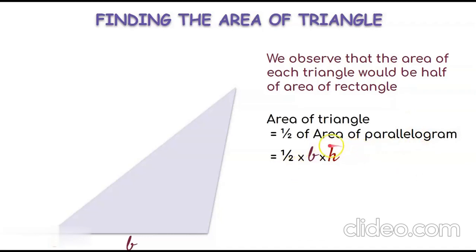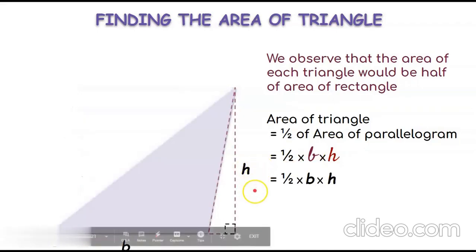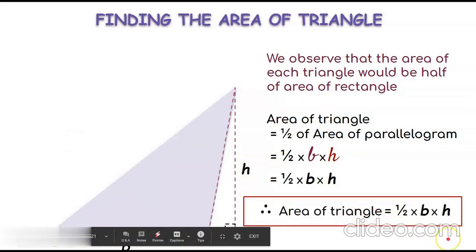As we know area of parallelogram is base into height, we can write it as half into base into height, which we can write as half into base into height of the triangle, in which base of the parallelogram is same as base of triangle and height of the parallelogram is same as height of the triangle. Finally, we can say that area of triangle is equal to half into base into height.